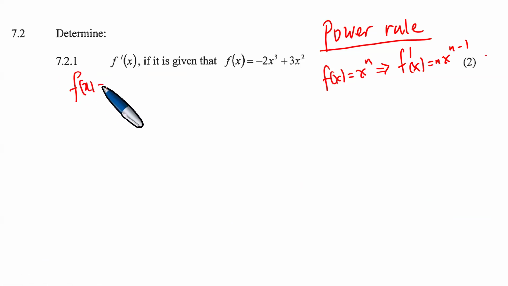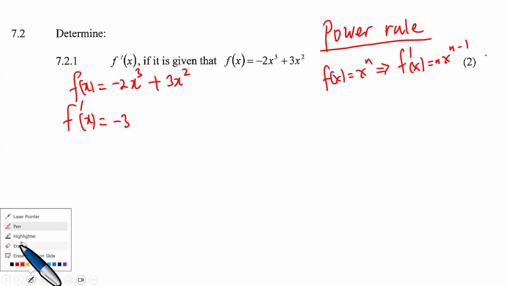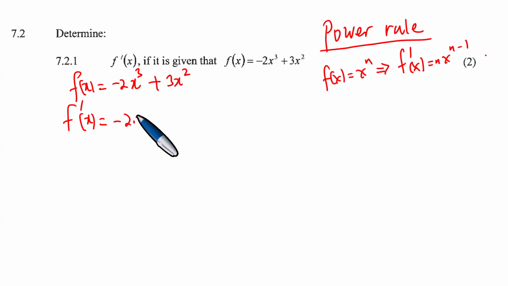F of x is minus 2x cubed plus 3x squared. We find the derivative f primed by using the power rule. So it is f primed of x that we have. Minus 2 times 3 x to the power 3 minus 1, plus 3 times 2 x to the power 2 minus 1. Okay, so this is the derivative.